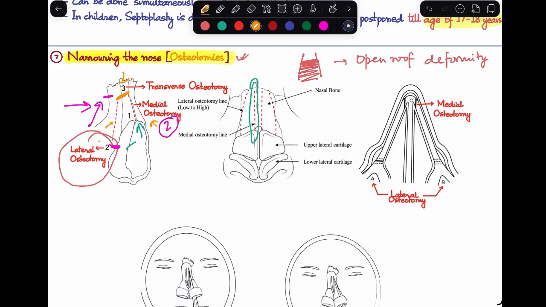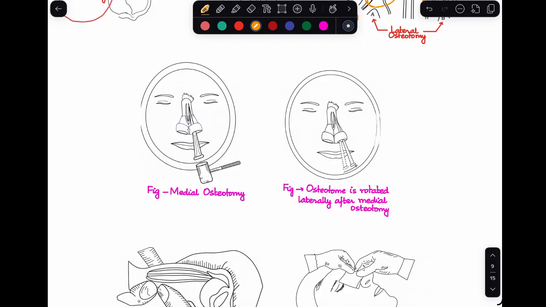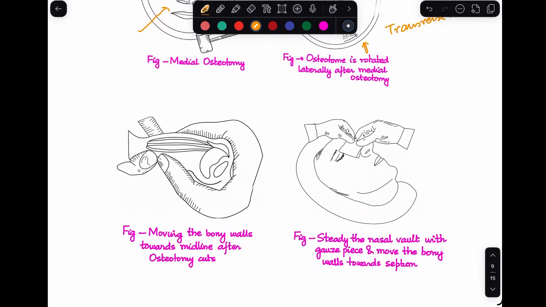Before we do that, I'll just show you over here. This is an image where you can see this is where the lateral osteotomy cut lies, and this is where the medial osteotomy cut lies. And when you're performing the medial osteotomy, this is what it looks like. And then from the medial osteotomy, we rotate our osteotome laterally to give the transverse osteotomy. So now that we have given all our osteotomies, the three osteotomy cuts have been made.